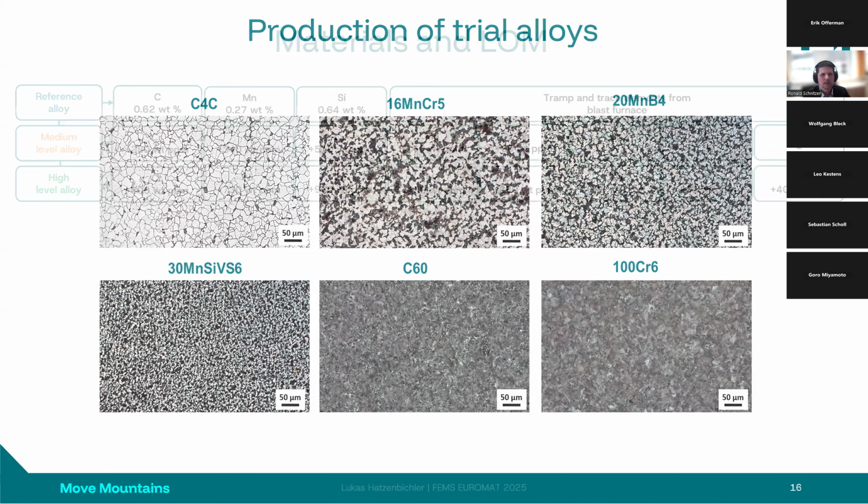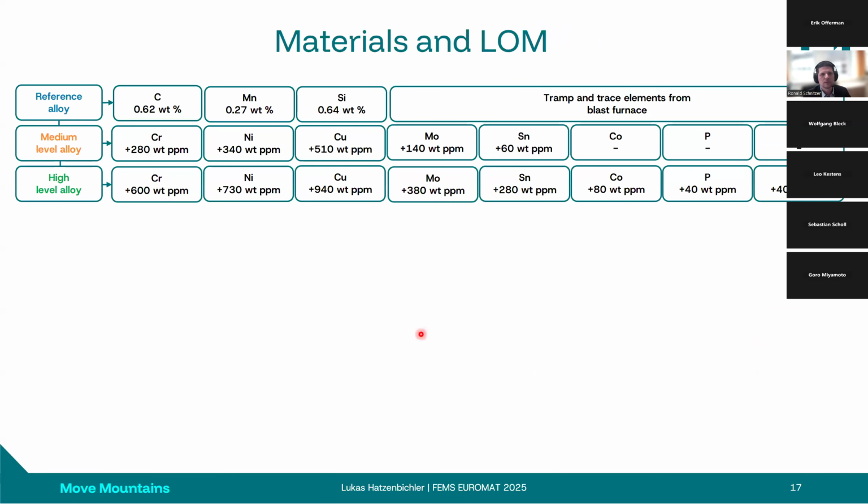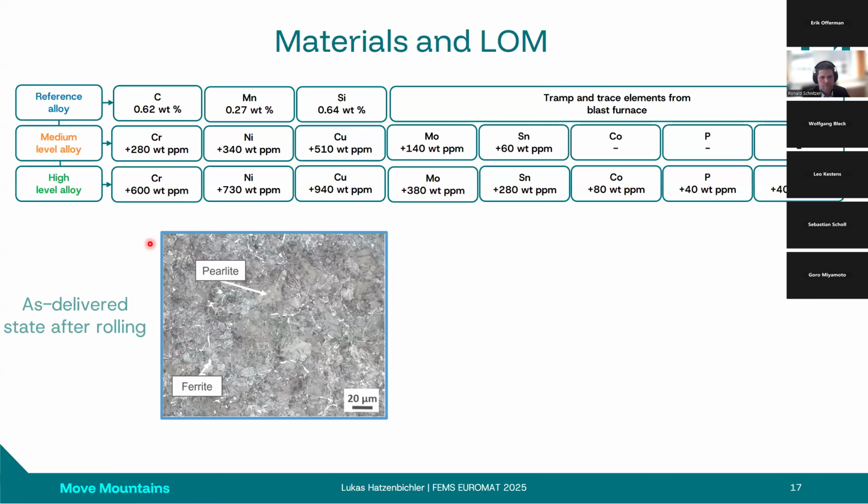And what we did is we always had some contents here, as shown, of carbon, manganese, silicon alloyed, and then increased these different tramp elements or added them intentionally. Most of the time we defined the reference alloy, the medium level alloy, that means to simulate medium scrap levels, and the high level alloy, the high scrap level alloy.